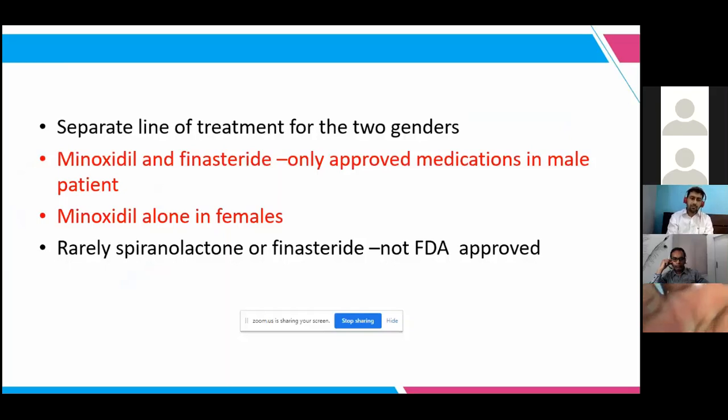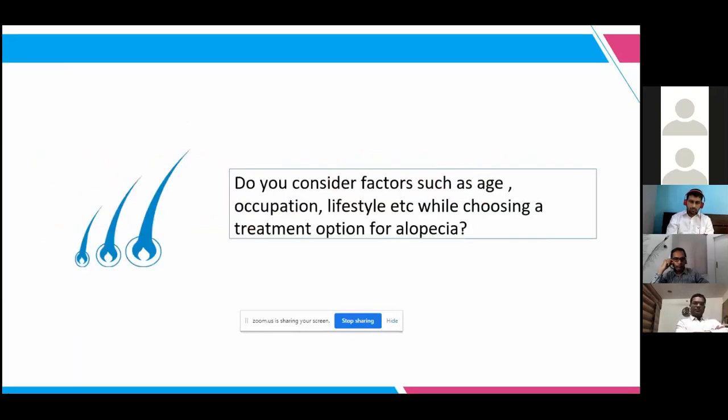Okay. So he said there is a separate line of treatment for the two genders, because for male patients, we have to go for minoxidil, and finasteride also we can go. Usually minoxidil alone for females, of course, there are other additives also, as he told. Maybe we can try finasteride in some of the cases. Rarely spironolactone or finasteride can be prescribed for females, but they are not FDA approved. Only minoxidil and finasteride are FDA approved. And the other things. Next question goes to Dr.